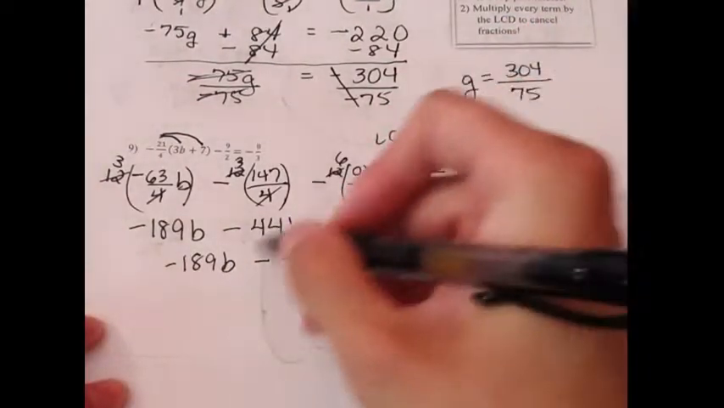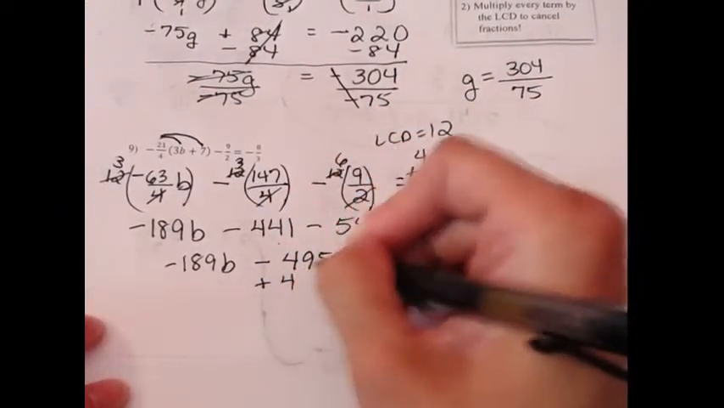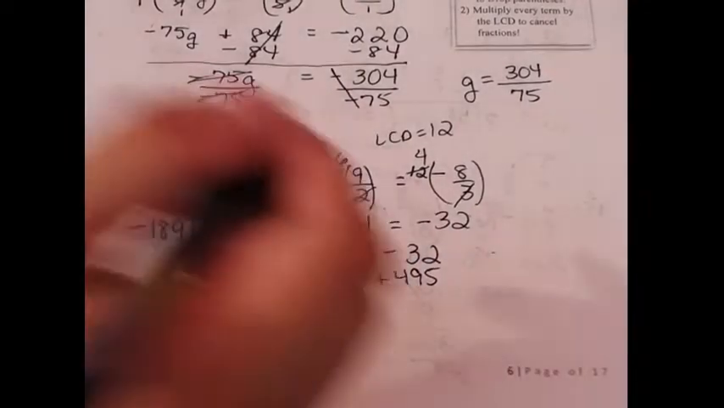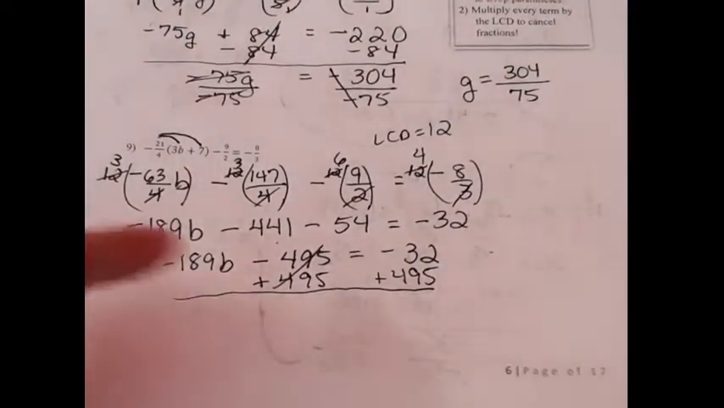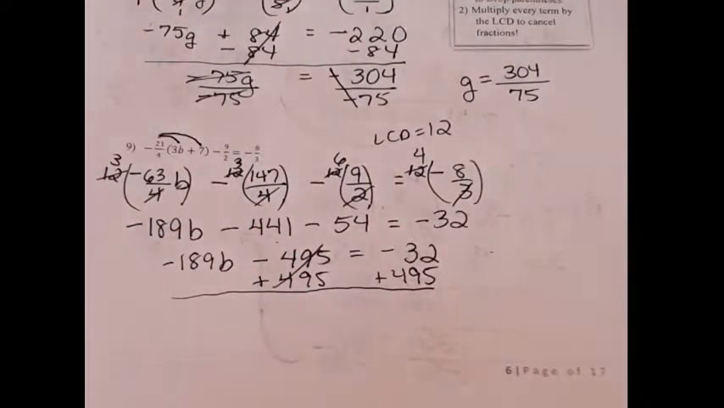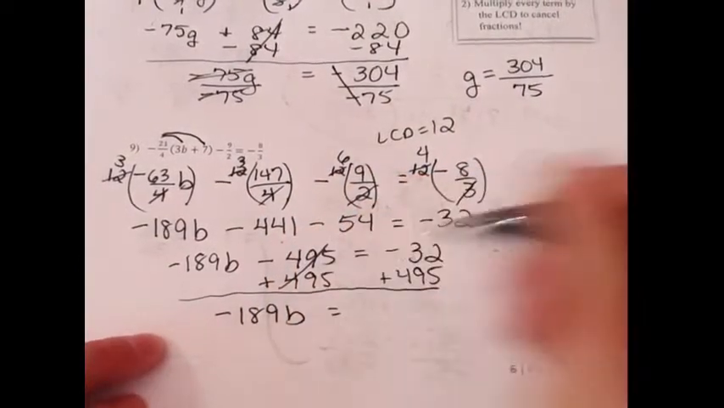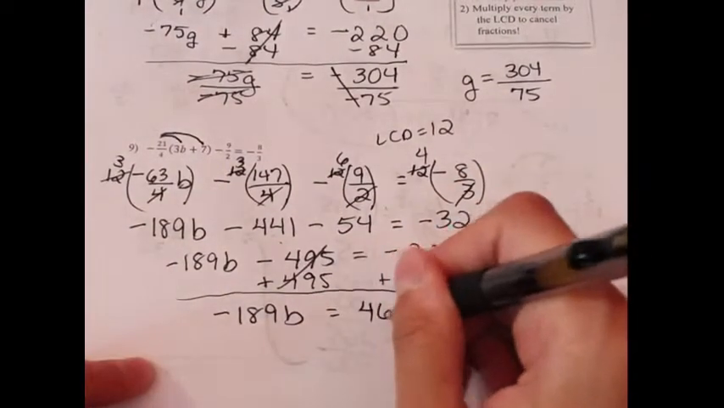Next, I'm going to bring the negative 495. I want to bring it to the negative 32, which means I must use the opposite operation to do so. Opposite operation to move it to the opposite side of the equals. Notice here, your terms will cancel because they're additive inverses or opposites. I'm going to bring down the negative 189b, and now I have negative 32. I'm going to plug in my calculator exactly what I see. Negative 32 plus 495. That's going to give me 463.